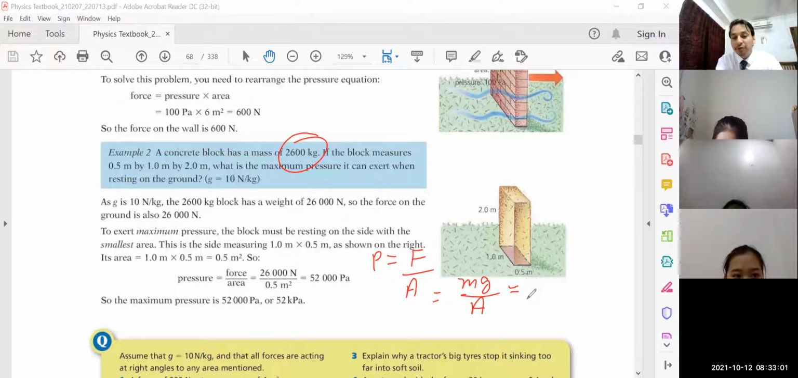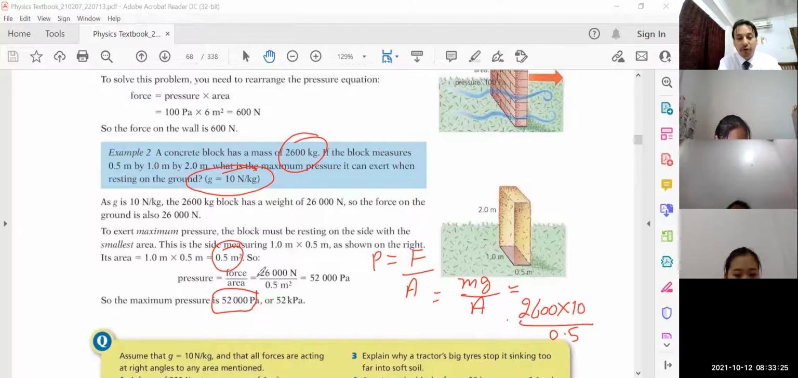Okay, children, force is a weight, mass is given, and now put one by one all these values. How much is mass? 2600. How much is the value of g? It is given in the statement. It is given 10. What is area? We already calculated area is 0.5. And now you divide it by 0.5. Please someone do this calculation, and check whether you are getting the same answer, 52,000.